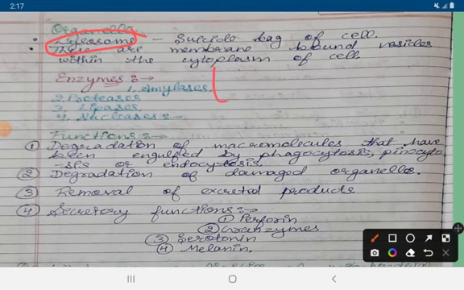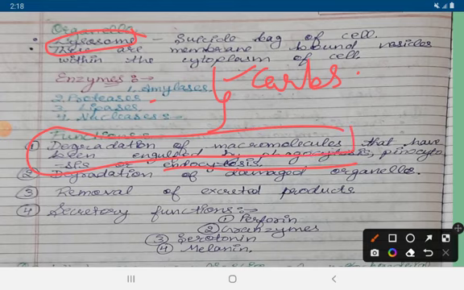Lysosomes contain enzymes like amylases, which digest carbohydrates, proteases, as suggested by the name, which digest proteins, and lipases, which digest lipids. Nucleases digest nucleic acids. Now, what is the function of lysosome? Degradation of macromolecules that have been engulfed by phagocytosis and pinocytosis or endocytosis. So degradation of macromolecules like carbohydrates, proteins, lipids, nucleic acids.